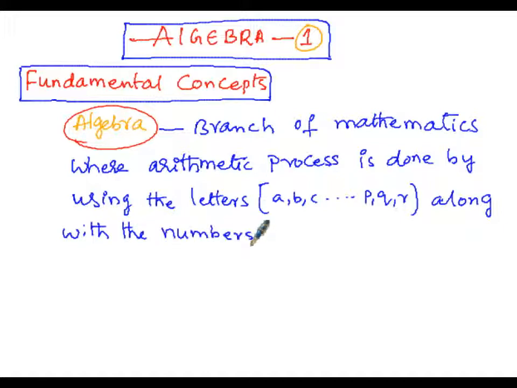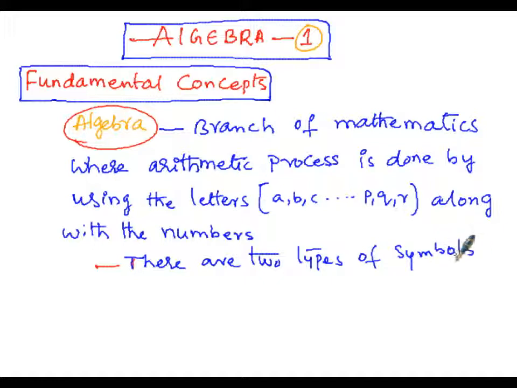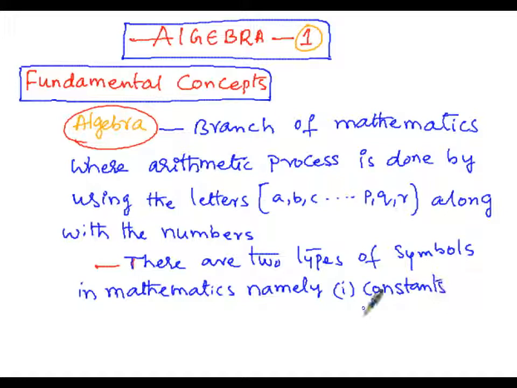There are two types of symbols in this mathematics. One is constants, the other is variables. So here there are two types of symbols in mathematics, namely, one is constants, the other is variables. Variables are in other words called literals.